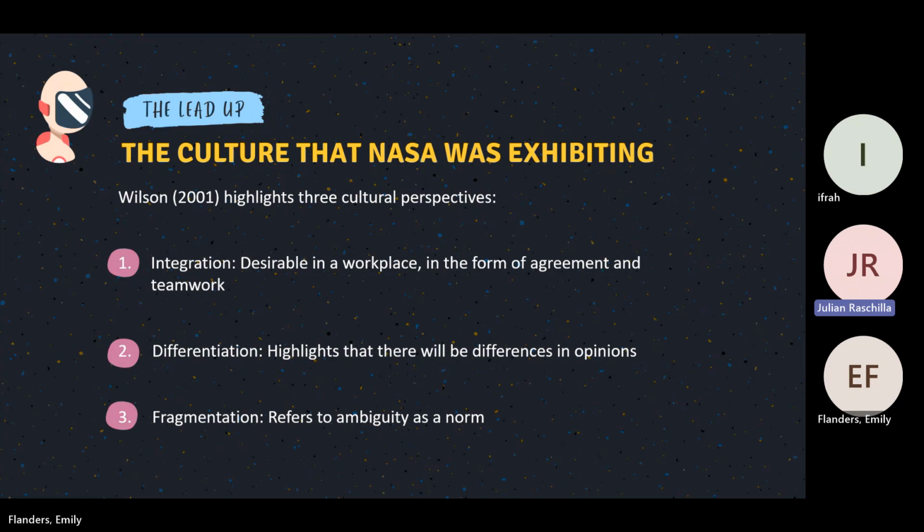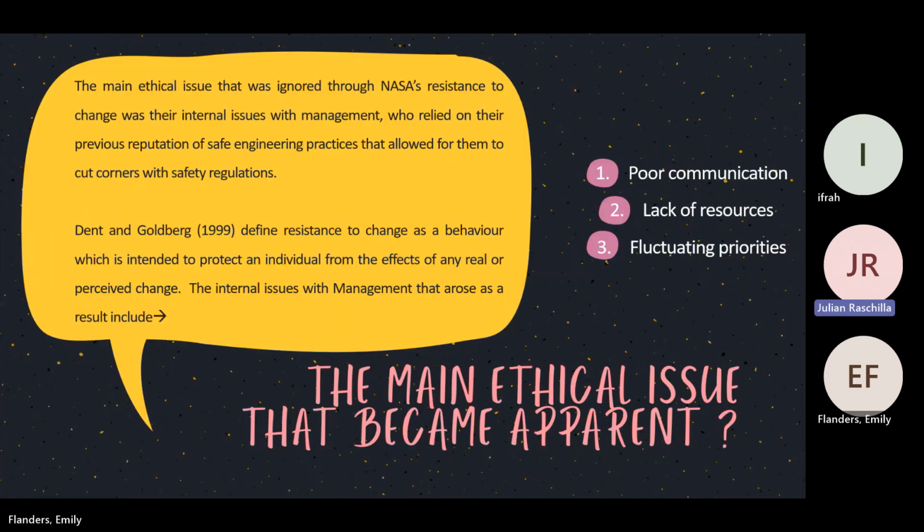Lastly, the fragmentation perspective refers to ambiguity as a norm and is demonstrated through a lack of consistency within an organization through constantly fluctuating patterns influenced by events and decision making. For instance, in the NASA case, there were organizational communication issues that arose from a lack of consistent budgeting and unstable political issues.